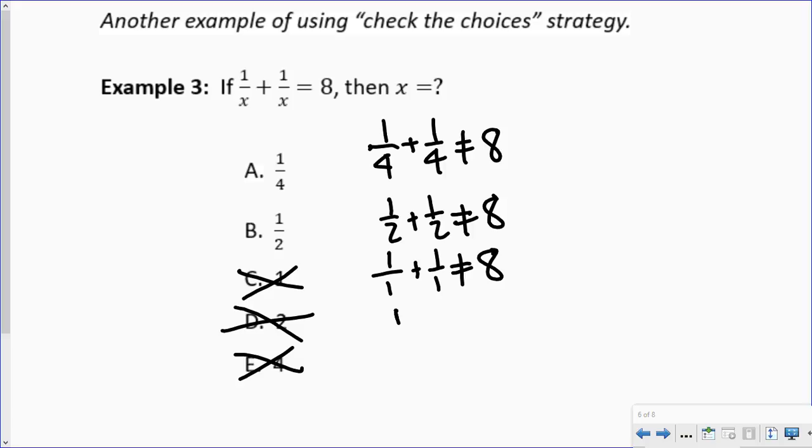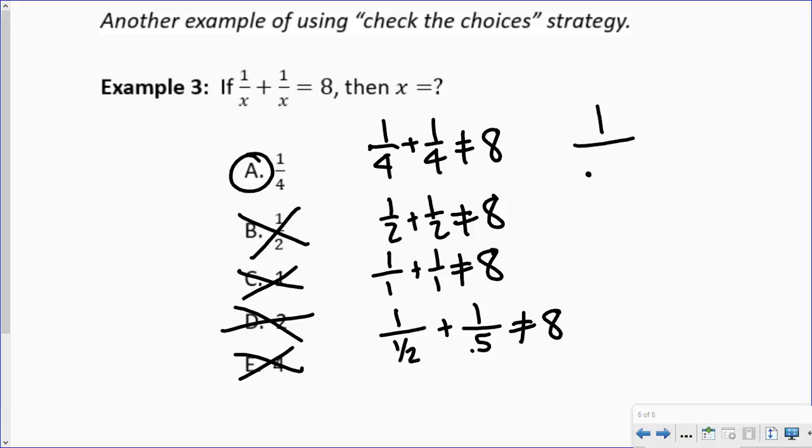If you try 1/2, 1 divided by 1/2, or you could put in your calculator 1 divided by 0.5 plus 1 divided by 0.5. That's not going to equal 8. It's going to give you 4. This will come out to be 2 plus 2, and that's not 8. So then your choice is this one, because if you do 1 divided by 1/4, which is 0.25 in your calculator, plus 1 divided by 0.25, that will equal 8. So if you don't remember how to solve this problem, you could have done that.